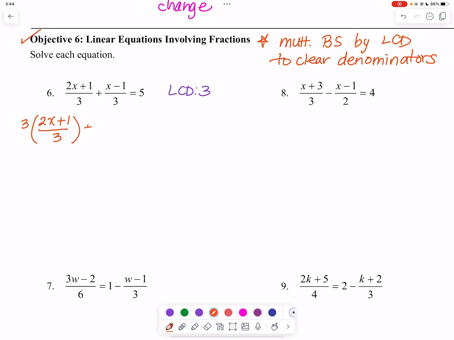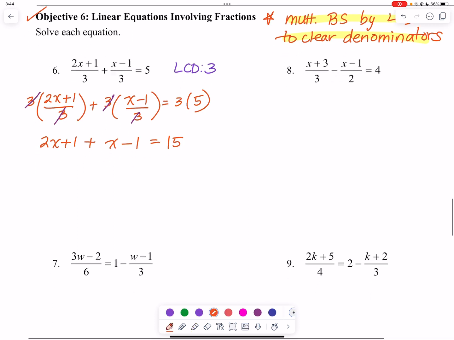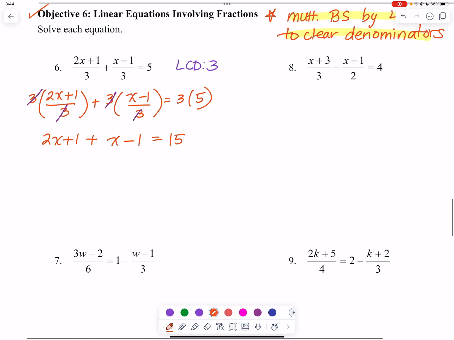And you don't have to write this out, but sometimes it's nice to see it. And as you can see here, we have our 3's canceling there, and we end up with 2x plus 1 plus x minus 1 equals 15. Now, could you have first combined these numerators and put them all over 3? Yes. But we just want to be able to use this method of multiplying every term by the LCD and get into that habit. It works for all of these rational equations.